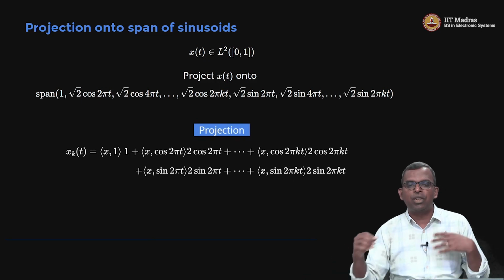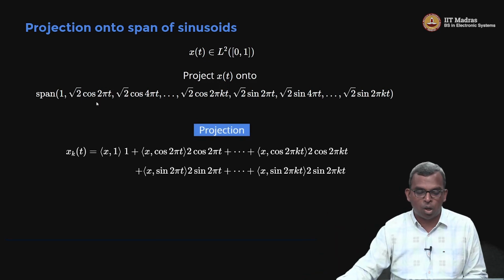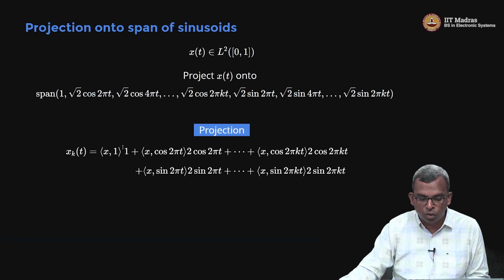So what is the projection? We know how to execute this projection. This is an orthonormal basis. So you just do the inner product with 1 here, then cos 2 pi t here, with a 2. How did I get this 2 here? Of course, you have to do the inner product of x with root 2 cos 2 pi t, and then multiply by root 2 cos 2 pi t again. This root 2 and root 2 will multiply and become a 2. I hope you see that here. So I wrote it like this. I go all the way up to k and I stop.